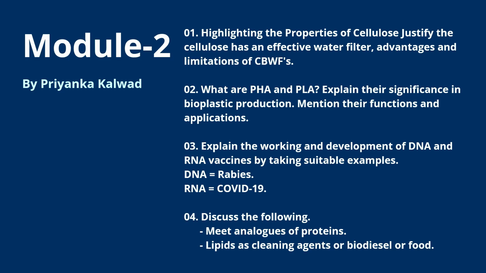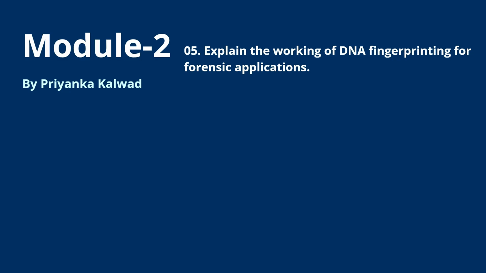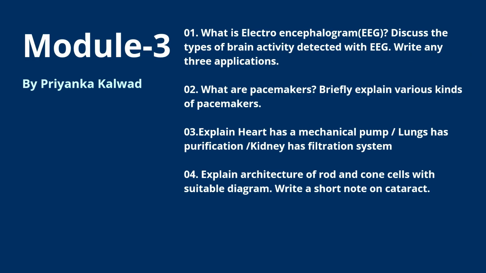If they tell you to write the development of DNA, then you will use the rabies example, and if RNA, then you will use the COVID-19 example. The fourth question is discuss the following: meat analogs of proteins and lipids as cleaning agents or biodiesel or food. They'll only ask you one. So the fifth question is explain the working of DNA fingerprinting for forensic application. In this module, if you're focusing only on passing, then you can read the first question, third question, fourth and fifth.